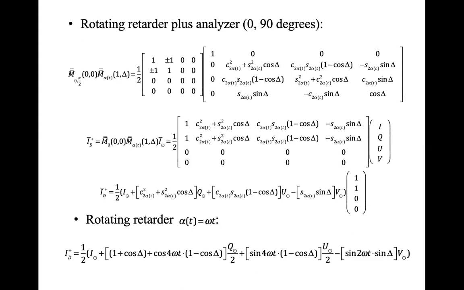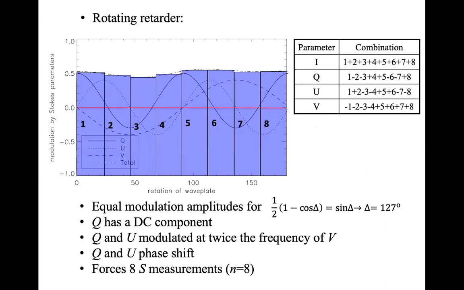Q and U are 4 omega, but V is 2 omega, meaning that from the modulation, you modulate twice Q and U, while V, which is this one, is modulated only once. And the only way to get the full Stokes vector with this rotating wave plate is by making 8 samples. You can see which one you're modulating in each one by going through the equations. There's nothing magic here.